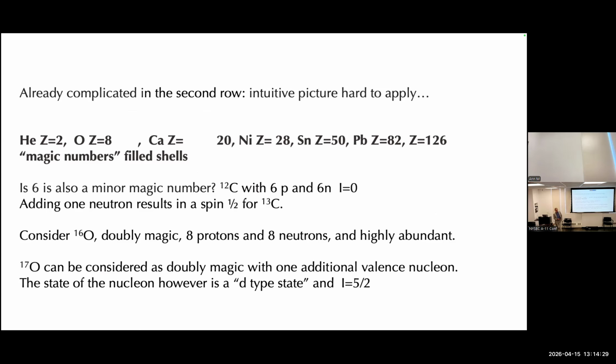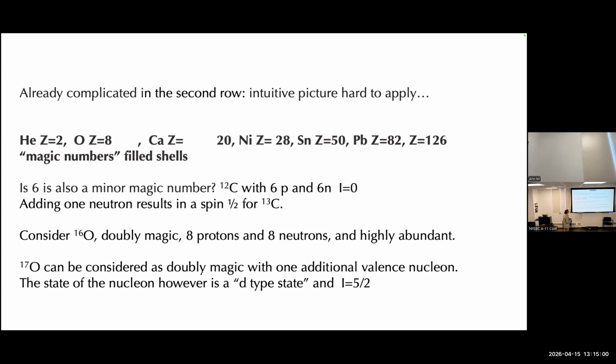But already in the second row, we get into things that I don't find intuitive. Helium, oxygen, and calcium were good, but is 6 a minor magic number? Because carbon-12, with 6 protons and 6 neutrons, also has I equals 0. What's the explanation for that? Are there some shells that get filled up, analogous to what goes on with the electrons? Is that a thing?